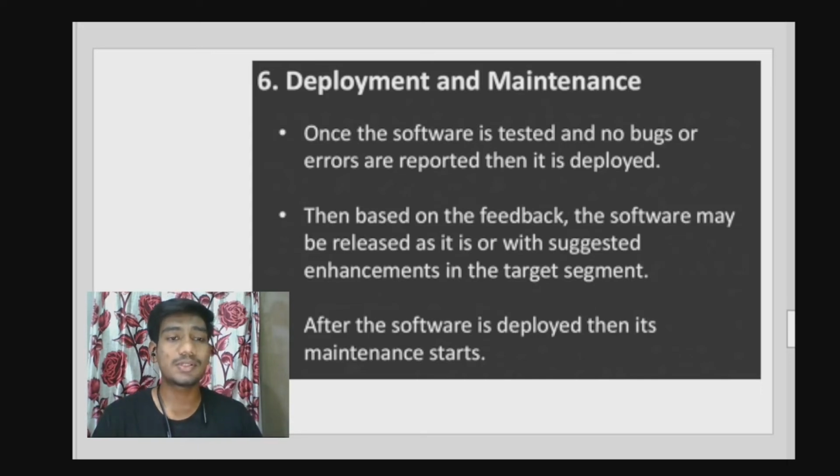Deployment and maintenance. Once the code is ready, we will deploy the software to the customer. Once the software is tested and no bugs or errors are reported, then it is deployed. Then based on the feedback, the software may be released as it is, or with suggested enhancements in the target segment. After the software is deployed, maintenance starts. If you want any modifications in the software when you are using it, you will go to the development team, and they will develop the modifications that have to be done in the software. Then they will redeploy it for you.